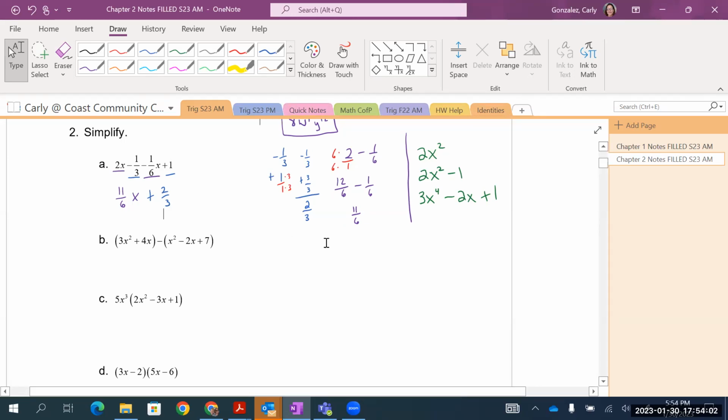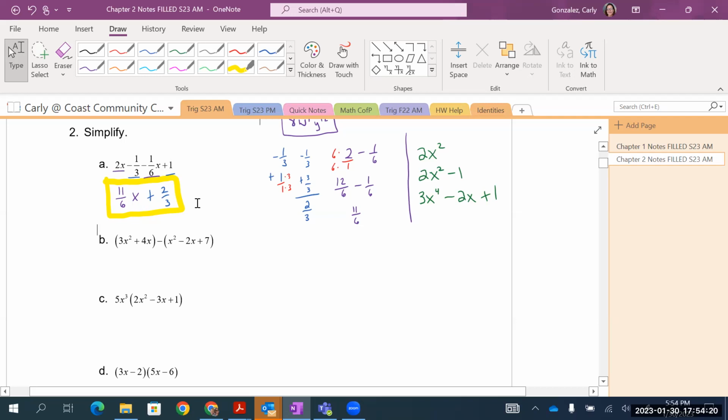So our final answer will be 11/6 x plus 2/3. And we cannot combine those two terms because the 11/6 term has an x and 2/3 does not.